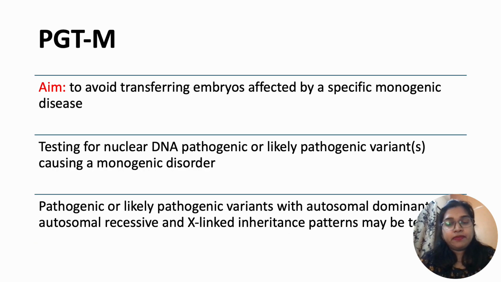Next comes PGT-M. Its aim is to avoid transferring embryos that are affected by a specific monogenic disease. What we are doing in PGT-M is testing for nuclear DNA pathogenic or likely pathogenic variants that can cause monogenic disorder. Pathogenic or likely pathogenic variants with autosomal dominant, autosomal recessive, and X-linked inheritance patterns may be tested.